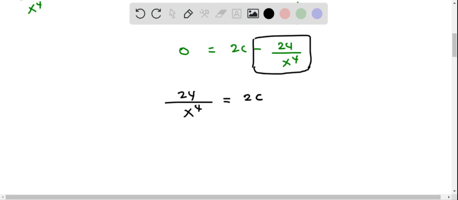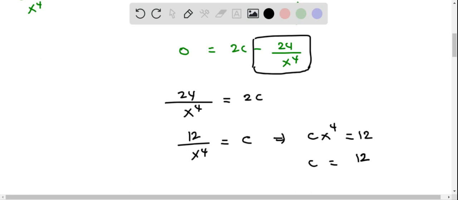When we do that, 24 divided by 2 gives 12, and this is over x raised to the power of 4 equals c. Let's do the cross multiplication. So we get c times x raised to the power of 4 equals 12, or c equals 12 over x raised to the power of 4.